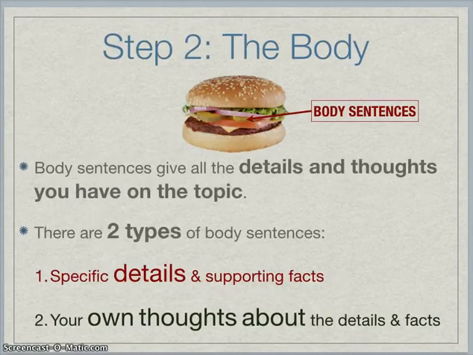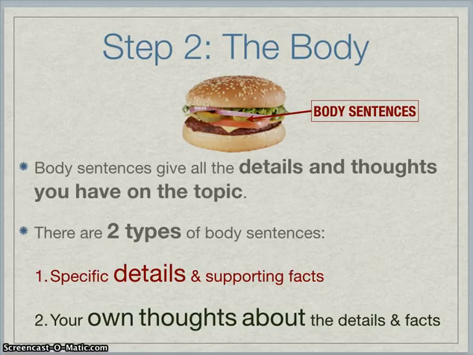After the topic sentence, you go into writing the body of the paragraph. This is the bulk. This is most of your paragraph. Body sentences give all the details and thoughts that you have on the topic. And there are two different kinds of body sentences. There are the specific details and supporting facts that you're going to use. And then there's also your own thoughts about those details and facts.